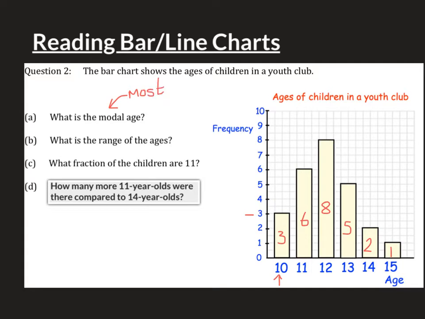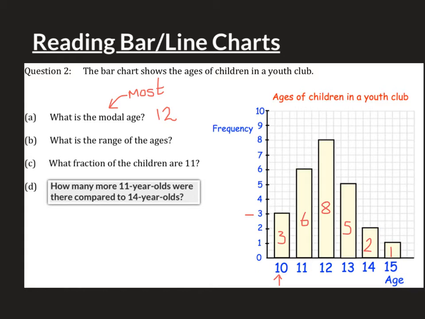So basically we're saying which category has the most in here. Well, there are 8 people who are 12 years old, and that is the highest. So the modal age would be 12 years old. Please note that the answer there is 12 years old. It is not 8. There are 8 people who are 12 years old, but the modal age is 12.